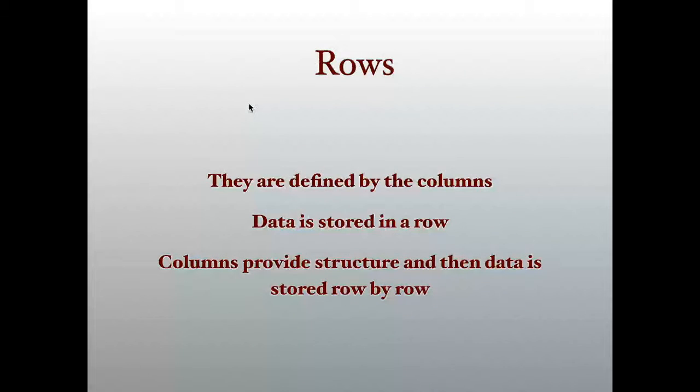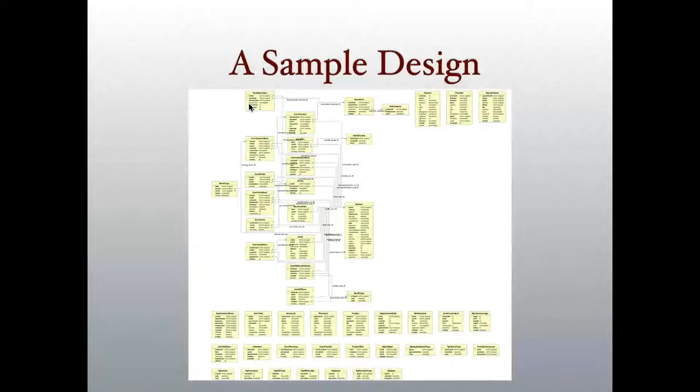And of course, then moving to the rows, which are defined by the columns. A row really makes no sense unless you look at the columns, because that tells you what the data is and where it exists. But the data itself is actually stored in the row. So columns define the data, rows store the data. And we see this in spreadsheets all the time.